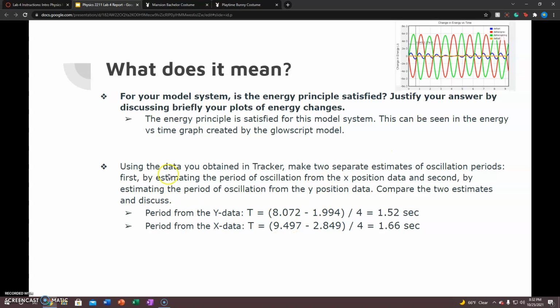And then using the data we obtained, we made two separate oscillation periods and estimated the period of oscillation from the x and y. So this is the oscillation period from the y data and this from the x data. And once again, the difference in period can be attributed to drag, and this would make a difference in our calculation for the spring constant, since we use this period value in that calculation.